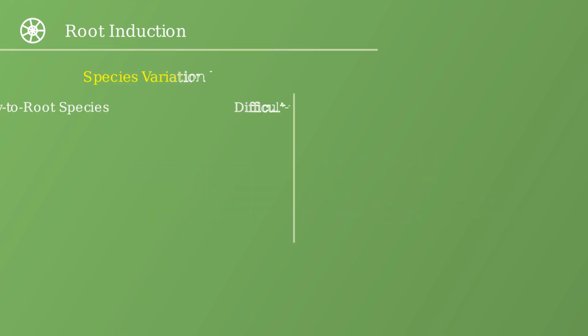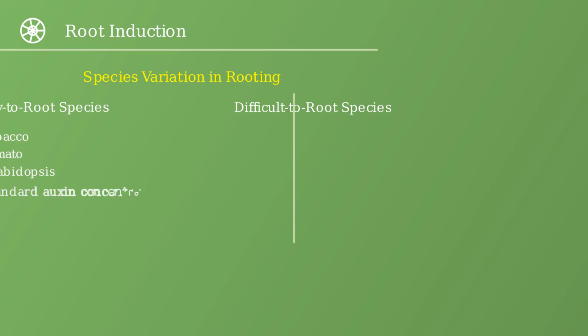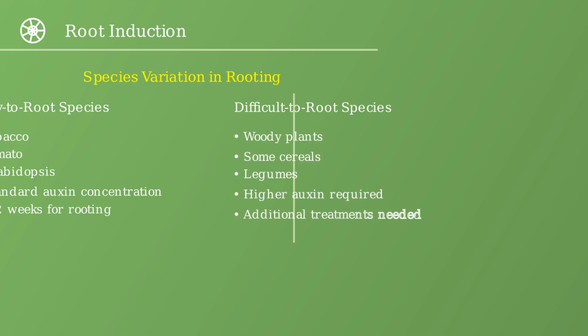The efficiency of root induction varies greatly between plant species. Some plants, like tobacco or tomato, develop roots easily with standard protocols. Other species, particularly woody plants and some cereals, are more recalcitrant to rooting and may require higher auxin concentrations or additional treatments to stimulate root development.